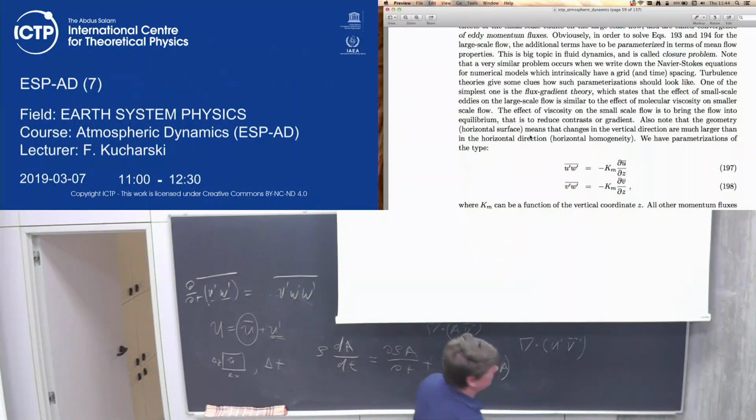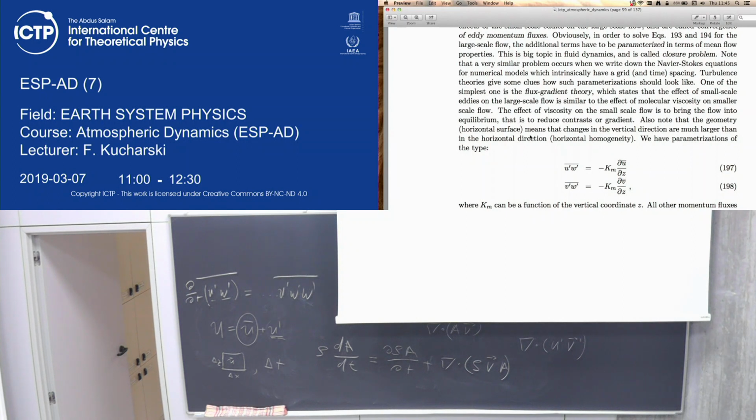And the most well-known parameterization is called flux gradient theory. So we know what molecular friction does. It tries to reduce gradients. So if we have a change in velocity, what molecular friction tries to do is to bring two fluids to the same velocity. Or if we have the ground, it tries to bring the fluid to a state where there's no flow at all, close to the boundary. It tries to reduce gradients. That's what our molecular friction does.